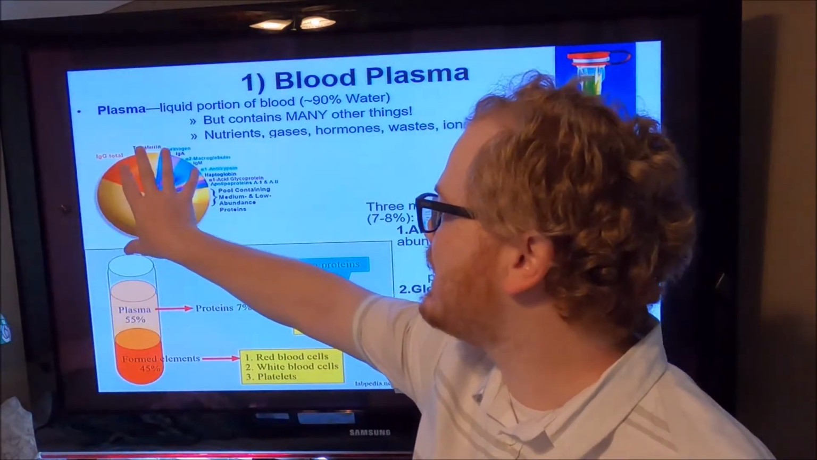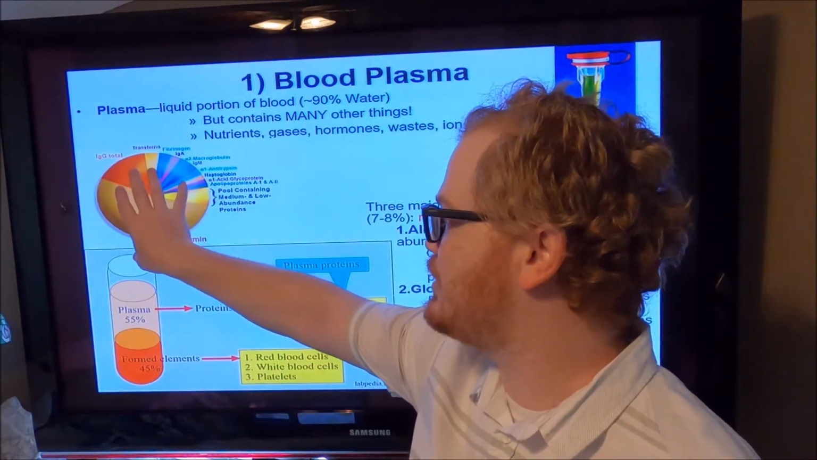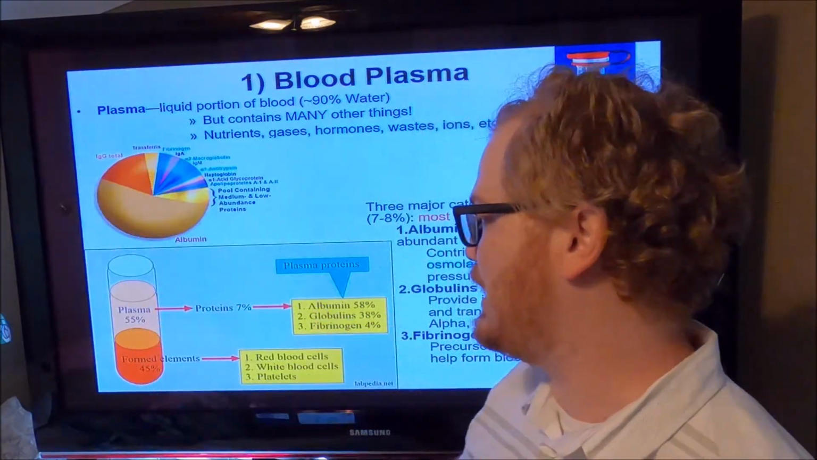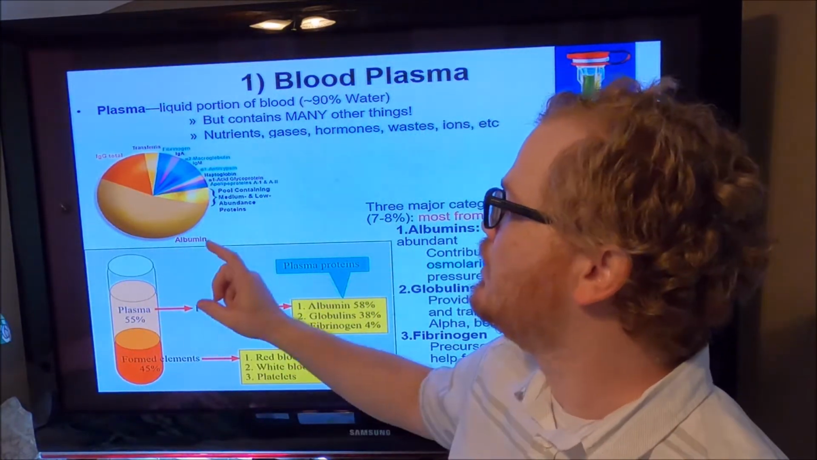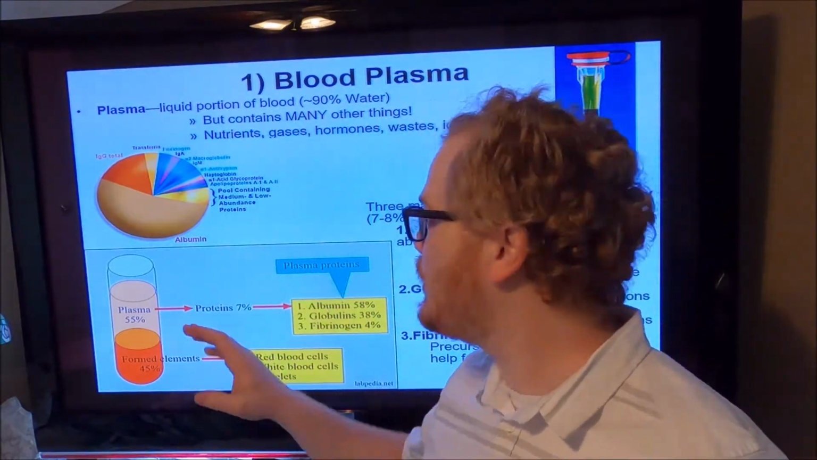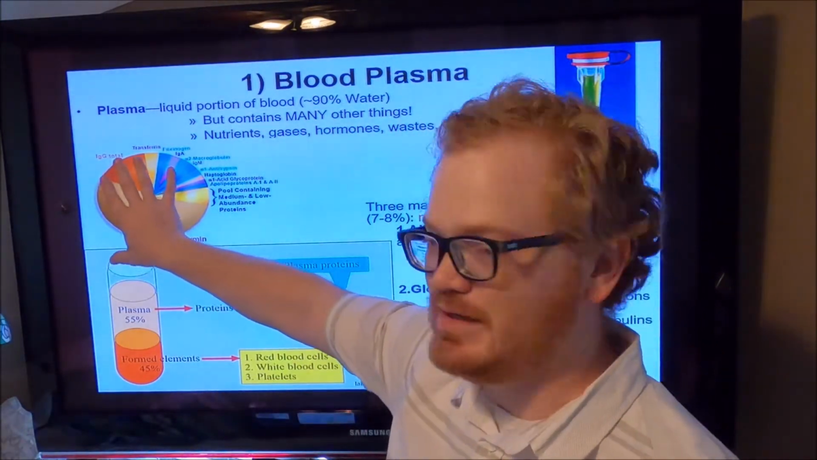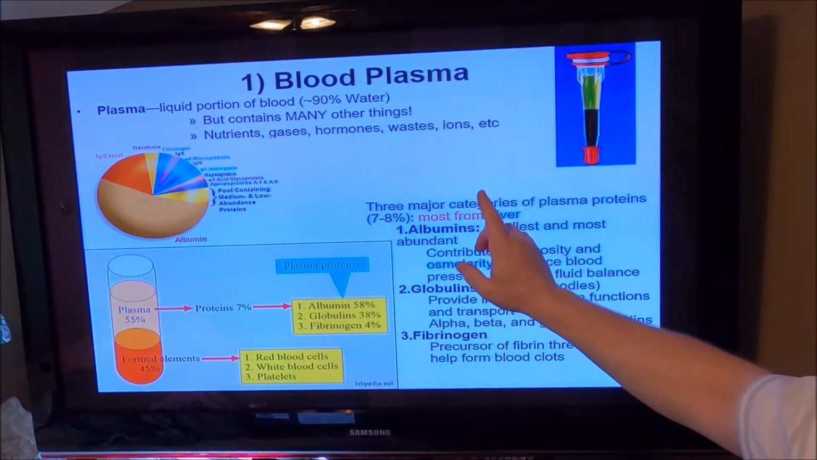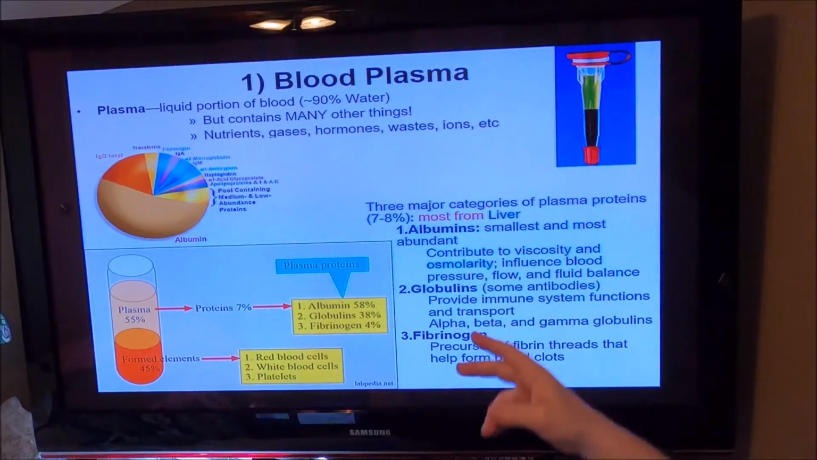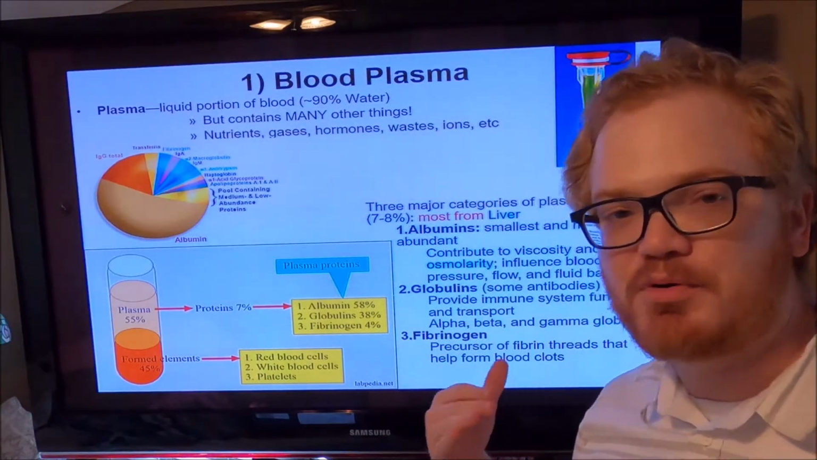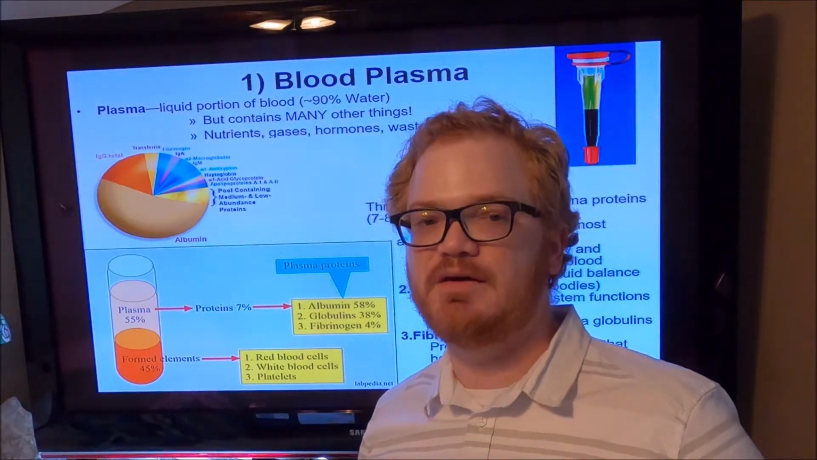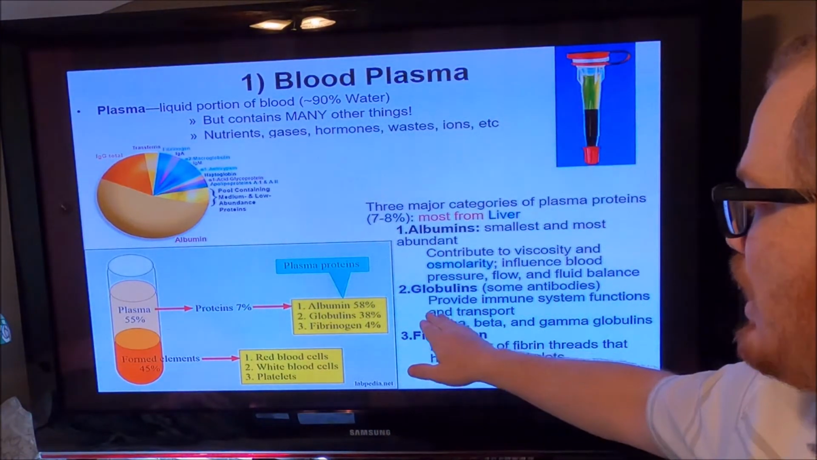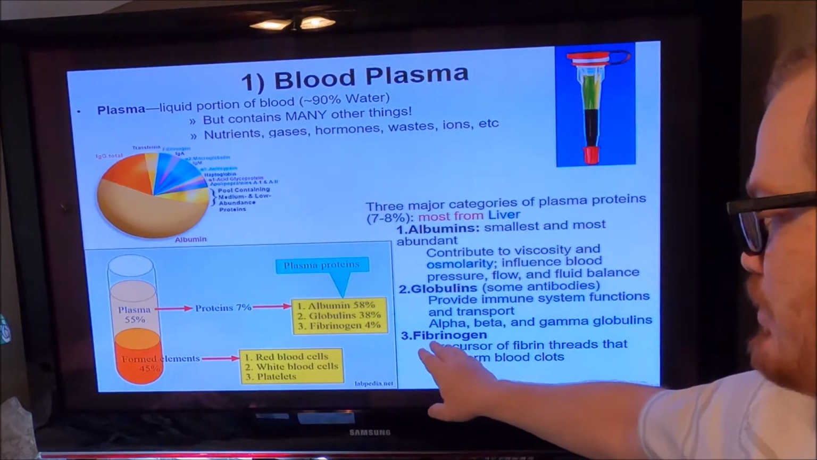And in fact, I've got an interesting little pie chart here, outlining some of the major constituent parts of plasma. In particular, what we need to talk about are the plasma proteins. This is representative of the plasma proteins. There are three major categories of these plasma proteins, and they pretty much exclusively arise from the liver. These are of liver origin. These are albumins, globulins of various types, and fibrinogen.